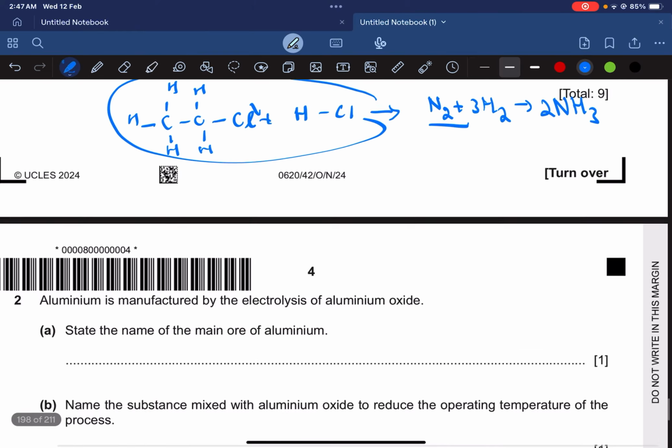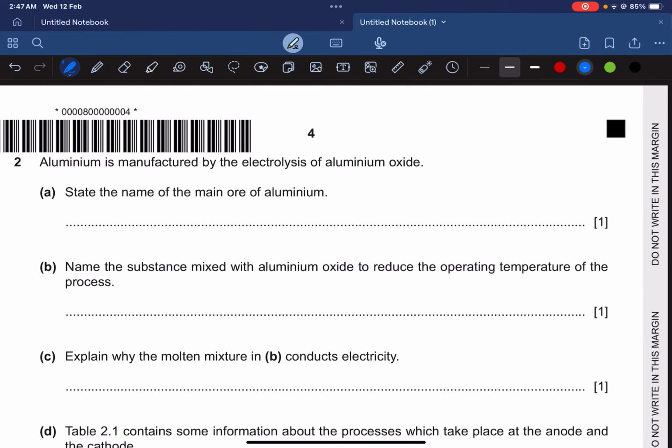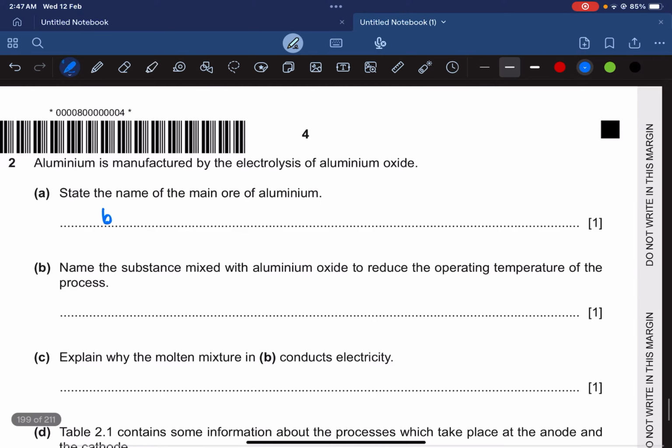Let's move on to the next. Aluminium is manufactured by the electrolysis of aluminium oxide. State the name of the main ore of aluminium. The name of this ore is bauxite. We use bauxite to extract aluminium. Name the substance mixed with aluminium oxide to reduce the operating temperature of the process. The substance we mix is known as cryolite. This substance basically reduces the cost of a high temperature. It causes aluminium oxide to stay molten at a lower temperature, so it reduces energy costs.